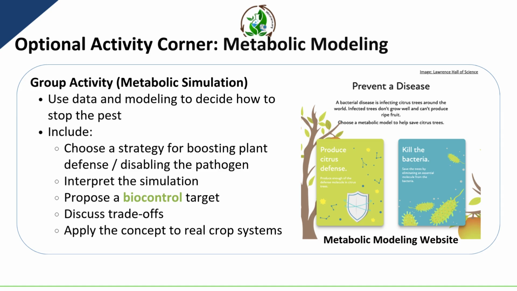Think about the mechanisms involved and why your strategy makes sense. Next, follow the directions of the game in your chosen strategy, and afterwards, carefully interpret the simulation data. Look for patterns in how resources are allocated within the plant and how the pathogen responds. Based on this, propose a biocontrol target, a specific point where intervention will have the biggest impact. Finally, analyze the trade-offs of your approach. What might the plant sacrifice in growth or reproduction? What risks could your intervention pose to the broader crop system? Discuss how these decisions could be applied in real-world agriculture, considering environmental, economic, and practical constraints.